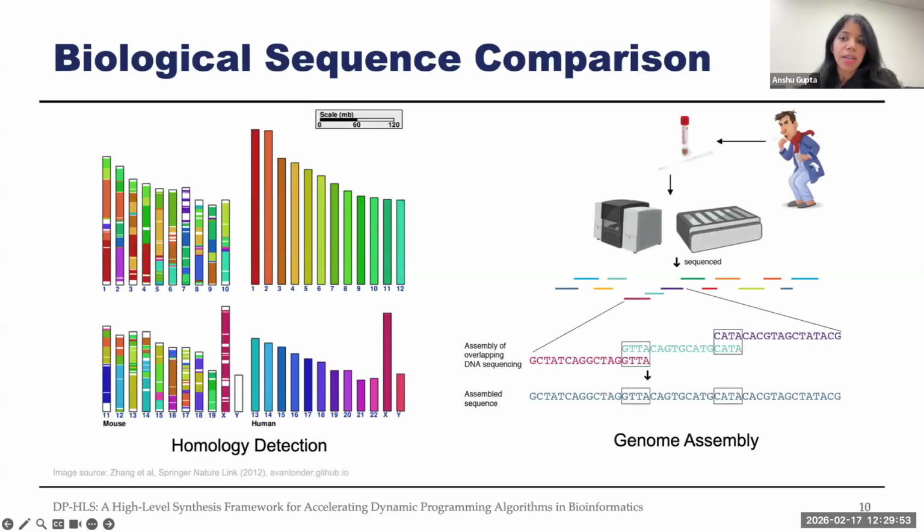Now, it also finds its application in genome assembly, where we take a saliva sample and feed it into the sequencing machine, which outputs small reads, and then we assemble these reads to form whole genome sequences.